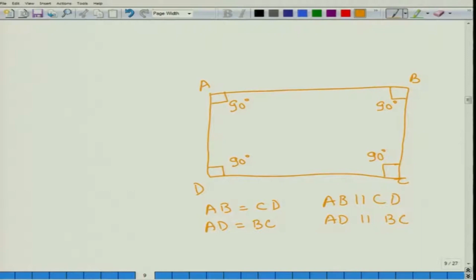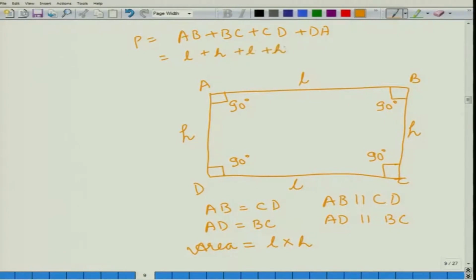Now, suppose we call CD as having the length L. So, AB will also be having the length L. If we say that BC has a height of H, then AD also has a height of H. The area is equal to base into height, that is L into H. The perimeter will be equal to AB plus BC plus CD plus DA, which is L plus H plus L plus H equals twice of L plus H. So, the perimeter is twice the sum of the lengths of sides and the area is the product of the lengths of sides.